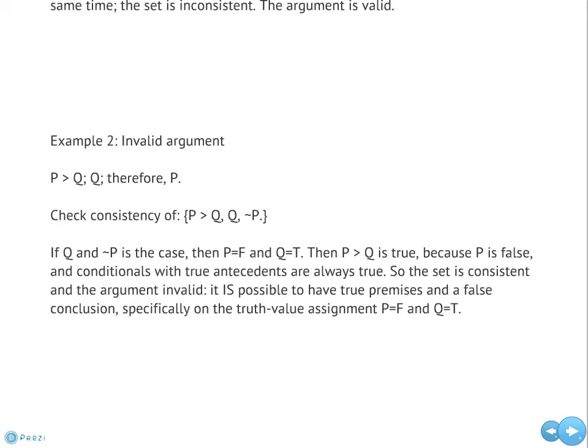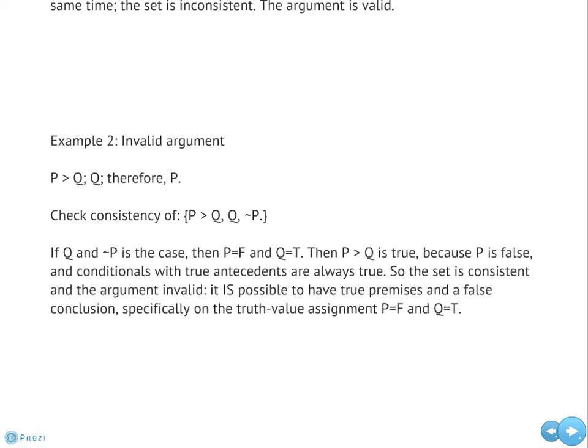So if Q and not P is the case, if it's true, then P is equal to false and Q is equal to true. But then if P then Q is true, because P is false and conditionals with false antecedents are always true. So the set is consistent, and the argument is invalid. It is possible to have true premises and a false conclusion, specifically on the truth value assignment P equal F and Q equal T.